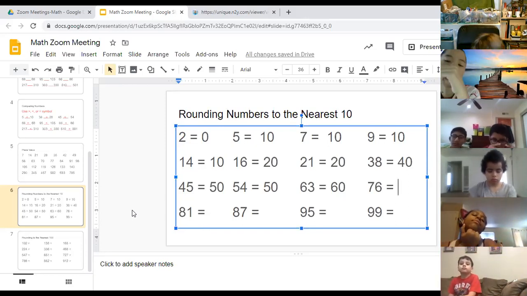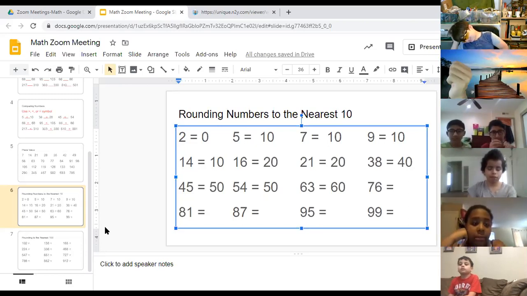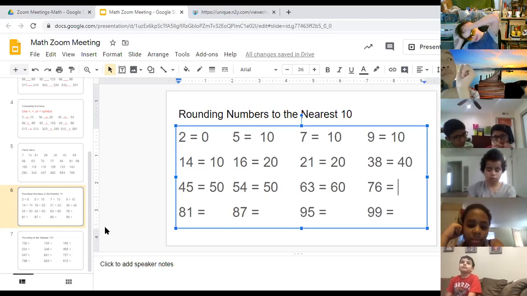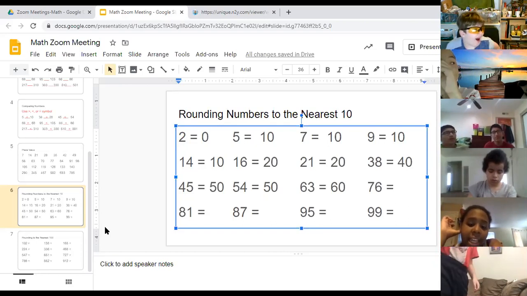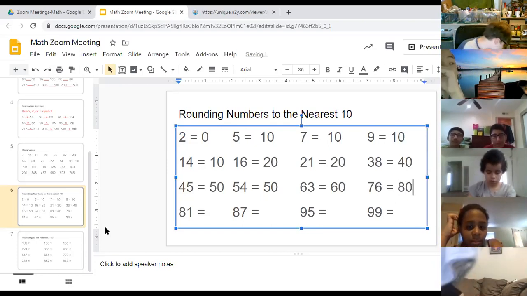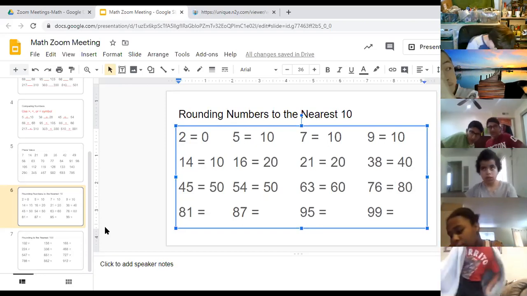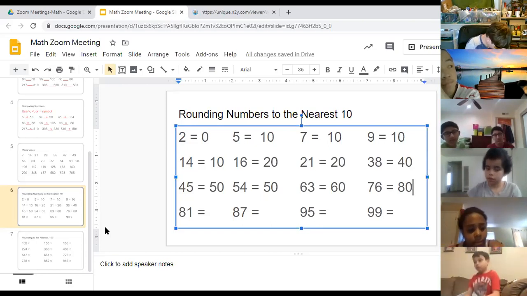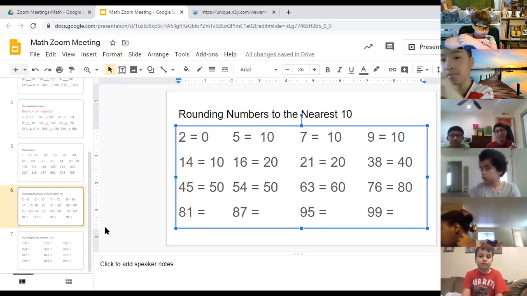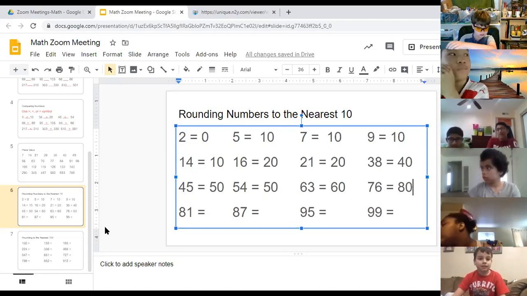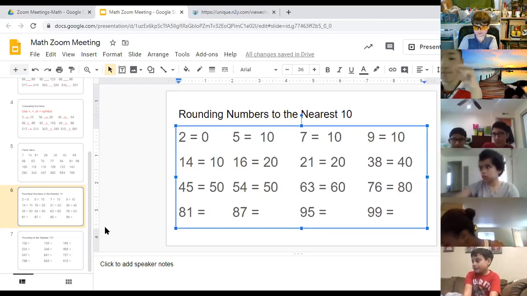Now, let's take a look at the next number, 76. Anaya, your turn. Is 76 closer to 70 or 80? 80. Okay, it's closer to 80. So when we round 76 to the nearest 10, 76 becomes 80. Why? Because 76 is above the halfway point, which is 75. So that means we round up. And 76 is closer to 80, so it becomes 80.